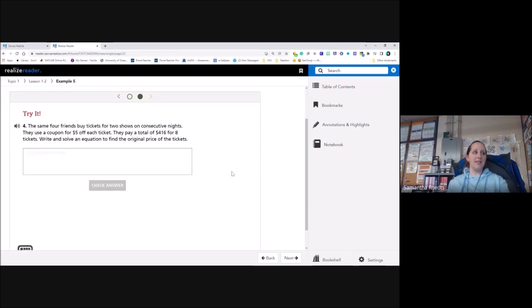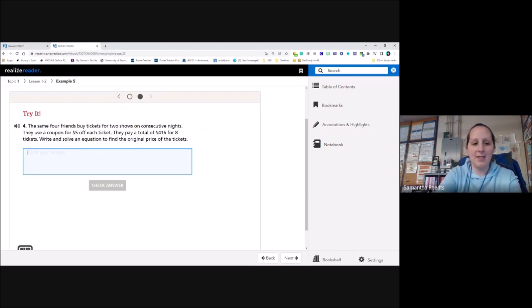All right, let's try it. The same 4 friends buy tickets for 2 shows on consecutive nights. They use a coupon for $5 off each ticket. They pay a total of $416 for 8 tickets. Write and solve an equation to find the original price of the tickets. Okay.